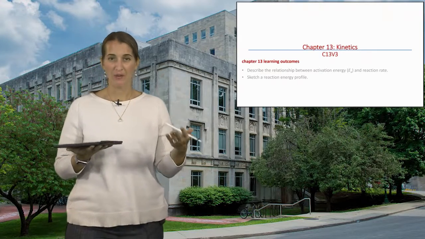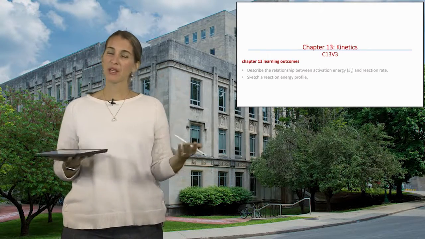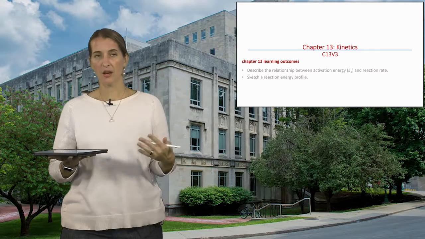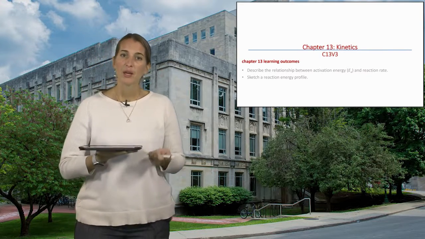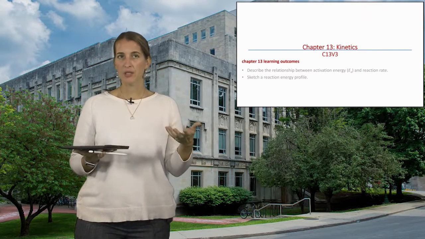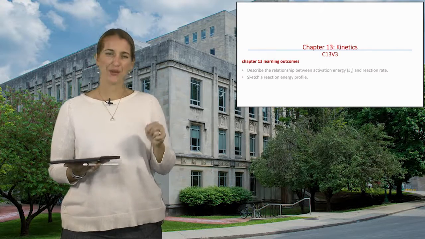All right, we are on chapter 13. We are looking at the kinetics, the change of the rate of a chemical reaction. We're going to be looking at what we can do to change that rate, what factors are involved there. Before we do that, a couple more things we need to talk about, but I have a question for you first.